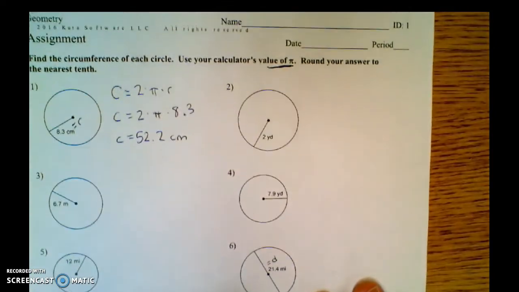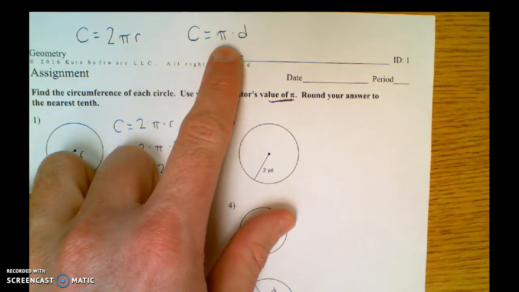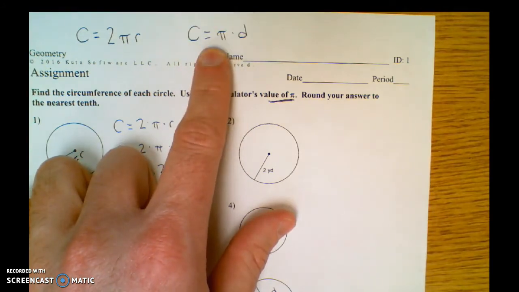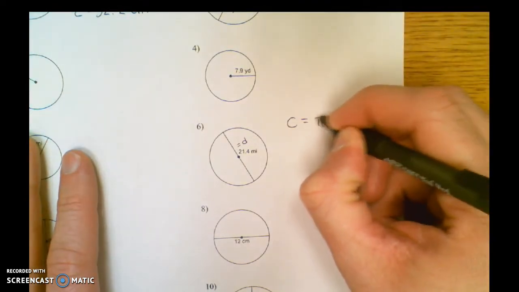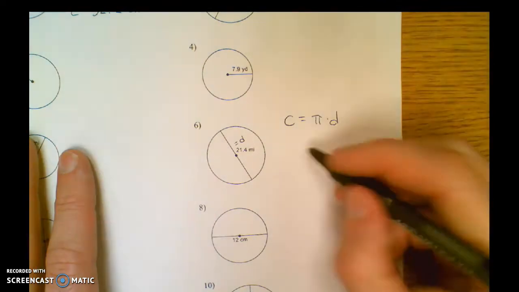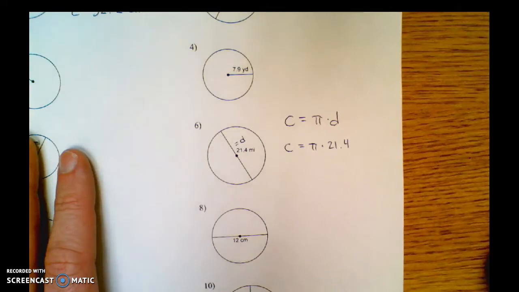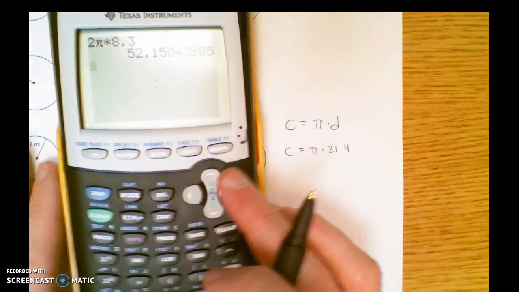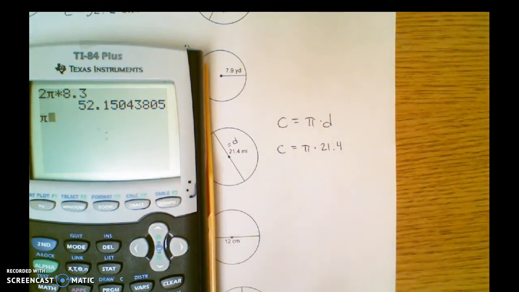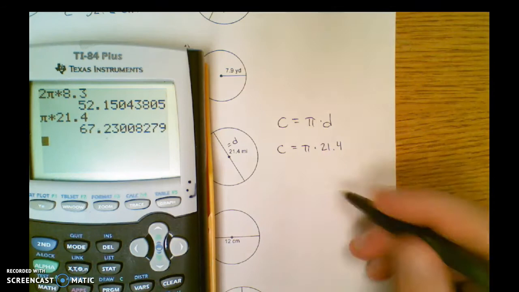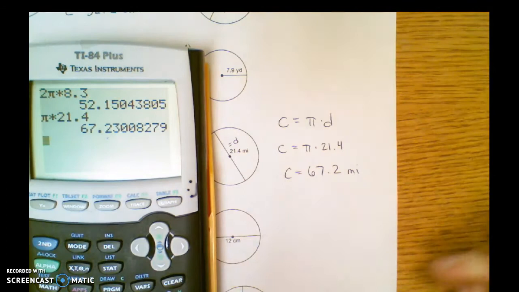Taking a look back at my formulas, I had two formulas, one that used the radius and one that used the diameter. So clearly, since I've been given the diameter, I'm going to use the diameter formula. So it's C equals pi times diameter. So in this problem, it's C equals pi times 21.4. So multiplying second caret pi times 21.4, I get 67.2, and my unit is miles. Make sure you include the unit.